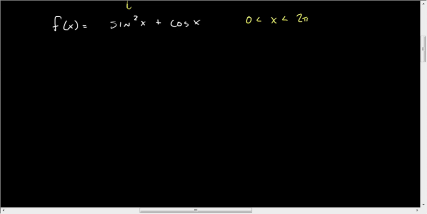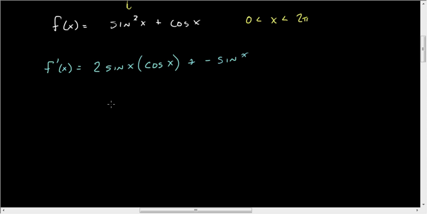All right, in the second part here, we have this trigonometric function, and we want to take a look at what its derivative is. Now this is going to utilize our chain rule. So we have the derivative of sine squared is 2 sine x times the derivative of what's inside. The derivative of what's inside is the derivative of sine, which is cosine. So it's the derivative of the outside times the derivative of the inside. Plus the derivative of cosine is negative sine.